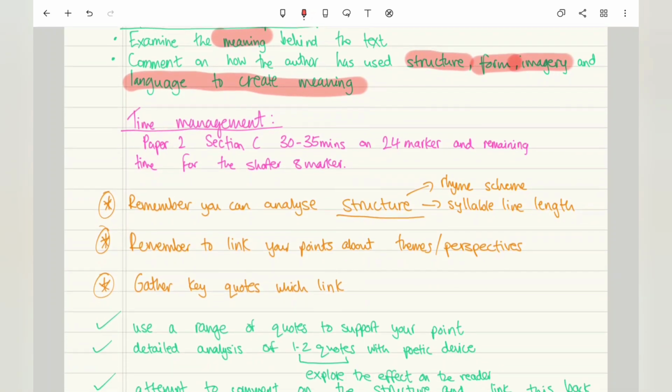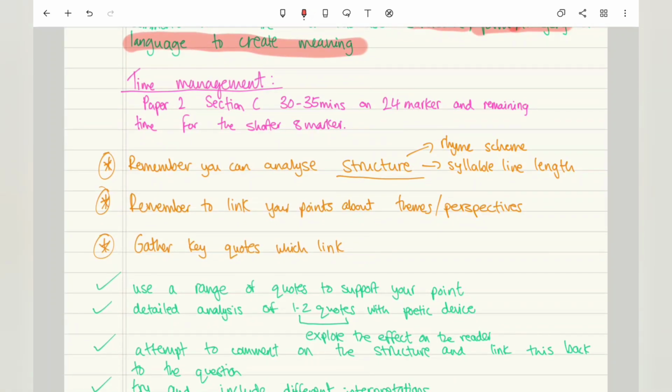Now, in terms of time management, for Paper 2, Section C, I'd recommend 30 to 35 minutes on the 24 marker and the remaining time for the shorter 8 marker.